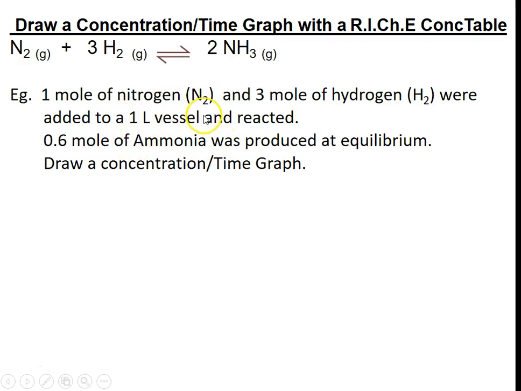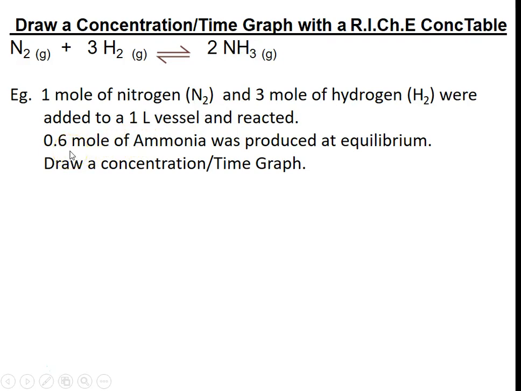So with these, to draw a concentration time graph, you need some information about your initial reactants or products. So you've got 1 mole of nitrogen and 3 moles of hydrogen, and they're being added to a 1 litre vessel. That's a concentration time graph, so we need moles and volume. And they reacted, so there's no mention of ammonia to start with, so there's no product to begin with.